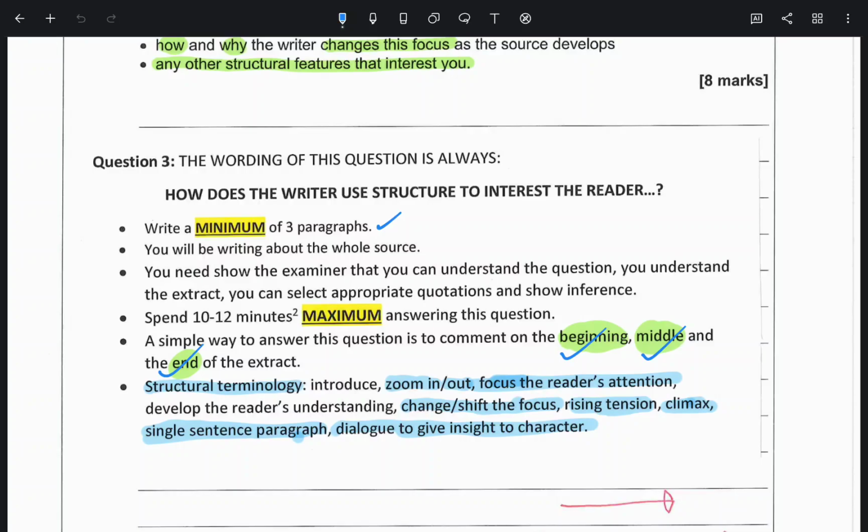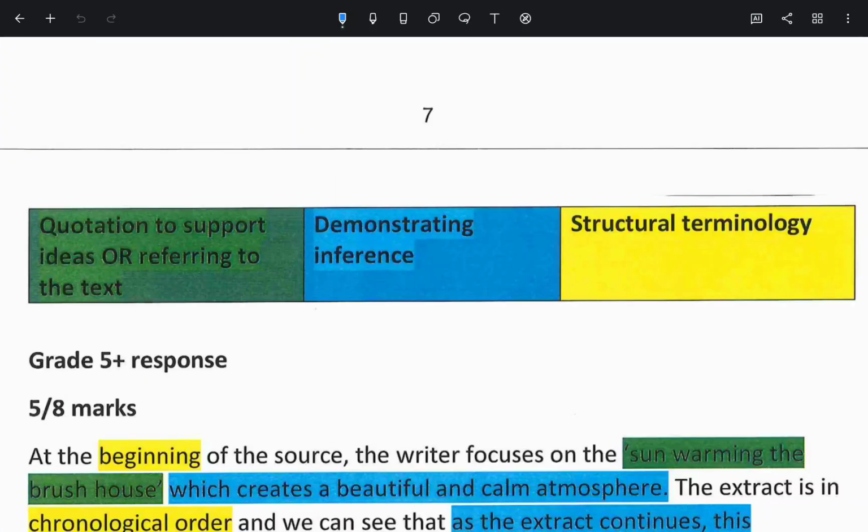So let's have a look at a model answer, a grade 9 answer. Now, as you can see from the key here, the green highlighted is quotations to support ideas or referring to the text, so any evidence. The blue is demonstrating your inference, and the yellow is demonstrating your subject terminology, so using structural terminology in your answer.